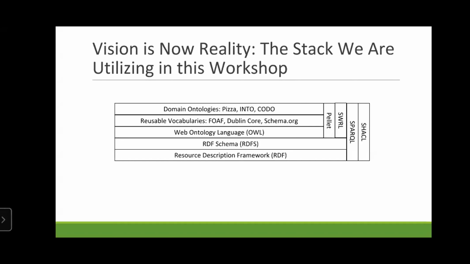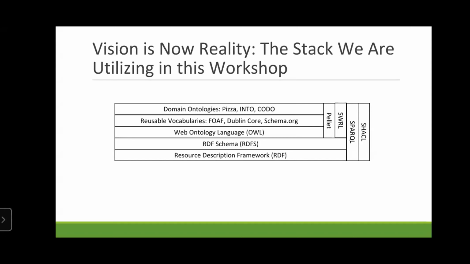And then on top of the OWL, we have reusable vocabularies like Friend of a Friend and Dublin Core for metadata. So these provide reusable vocabularies to standardize the way we refer to certain things across all the different domain ontologies. And then finally, at the very top, we have ontologies designed to solve specific problems.